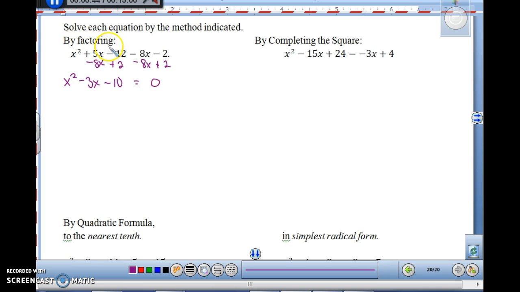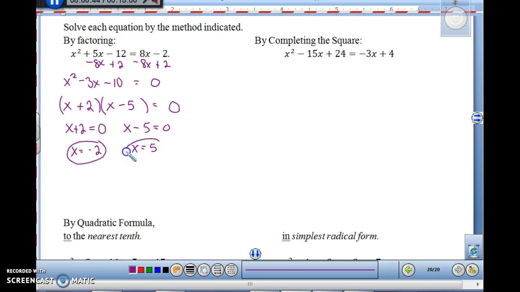Now if I want to do this by factoring, I have to double bubble. All right, we know it's x squared, so it's got to be x and x. Negative on the end means it's going to be plus and minus. The factors of negative 10 are negative 5 and positive 2 to give me negative 3. Set each bubble equal to 0. And solve for x. This one will be negative 2. And this one will be x equals 5. So this was done by factoring. Those are my two zeros.